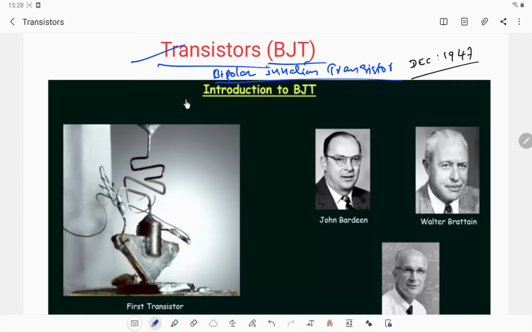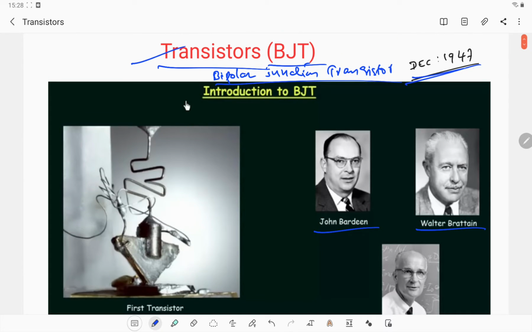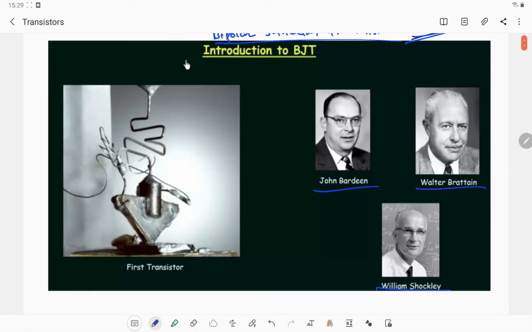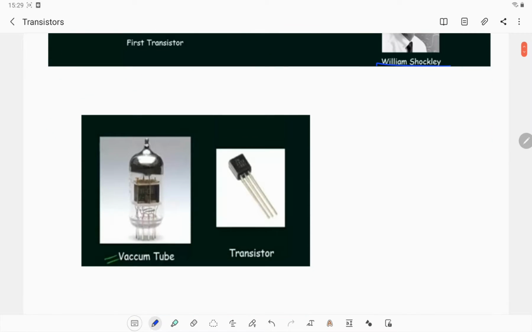The transistor was invented by a group of scientists, John Bardeen, Walter Brattain, and William Shockley, in December 1947. This transistor is known as BJT, that is bipolar junction transistor. And this is the first model of transistor. See here, in electrical circuits, these vacuum tubes are now displaced by the transistors.